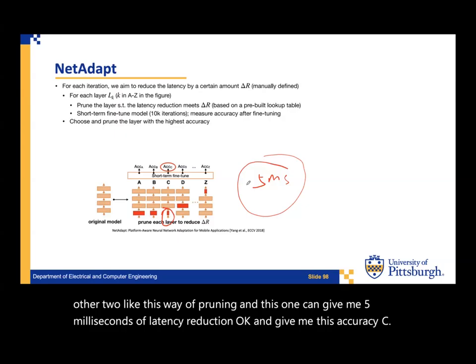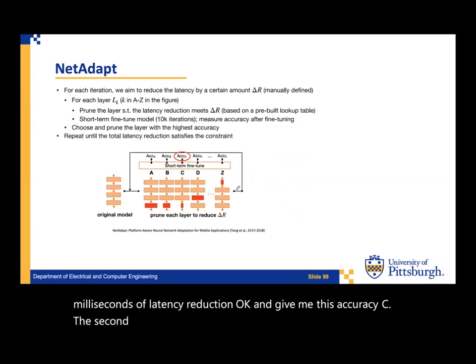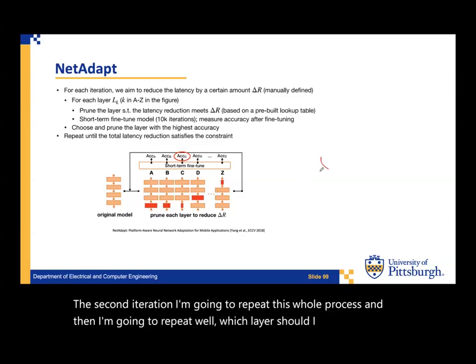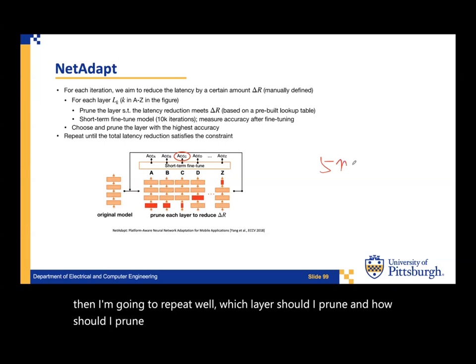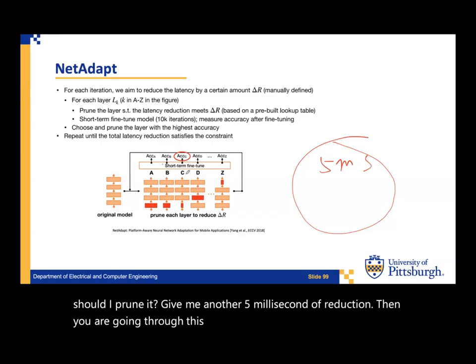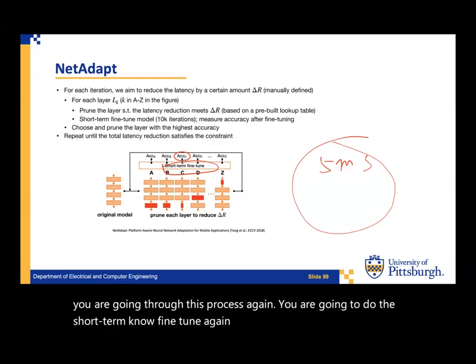In the second iteration, I repeat this whole process. Which layer should I prune and how should I prune it to give me another 5 milliseconds of reduction? You go through this process again, do the short-term fine-tune again, and then you find one candidate again.